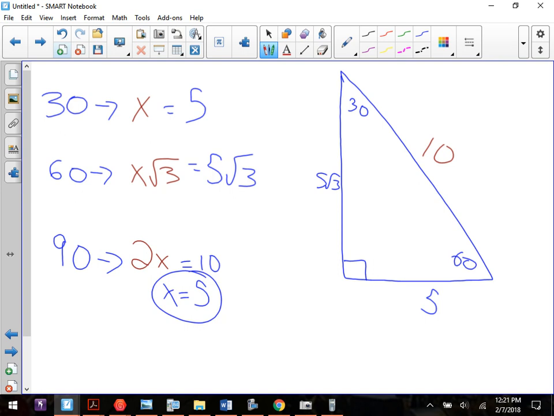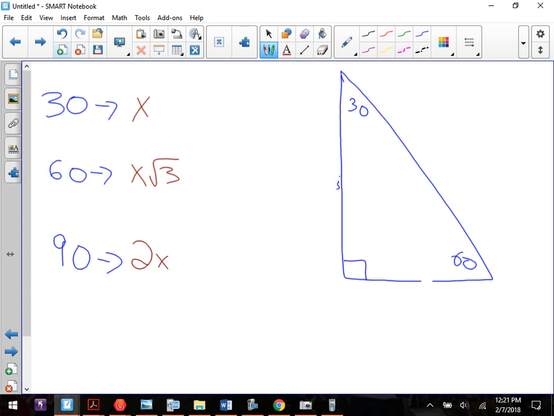The only weird one with this one is, well, can I erase my 5s real quick and put up different numbers so I don't have to redraw? You okay with that? Let's say we know that across from our 60 is something different. Let's say across from our 60 in this case is equal to 12.